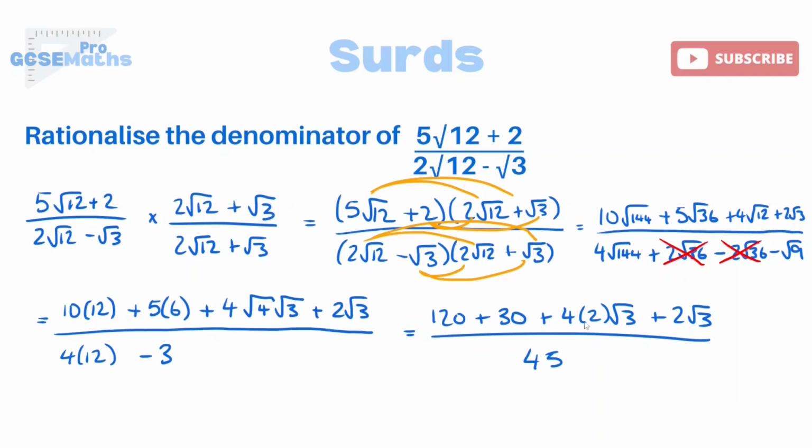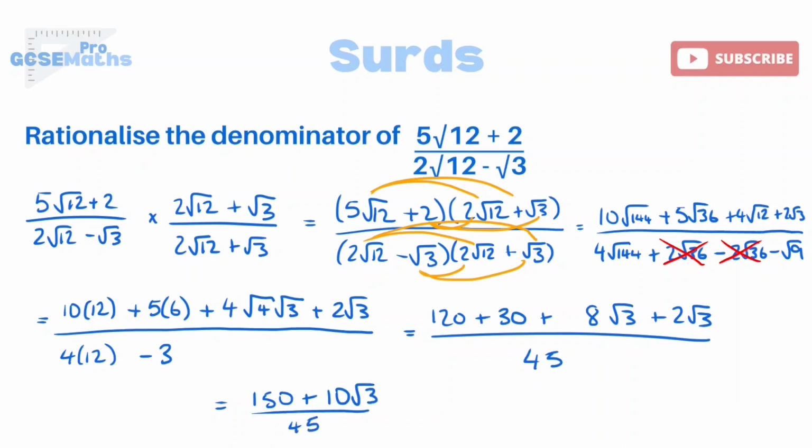I'm just going to put this together so we can save some space. 4 times 2 is going to be 8, so 8 root 3. And finally, we've got 120 plus 30, they're both whole numbers, so we can add them to 150. We now can also add these two surds because they're both root 3. So if you look at it, we've got 8 root 3 plus 2 root 3. We can add those. 8 plus 2 is 10 root 3. The denominator is still 45.